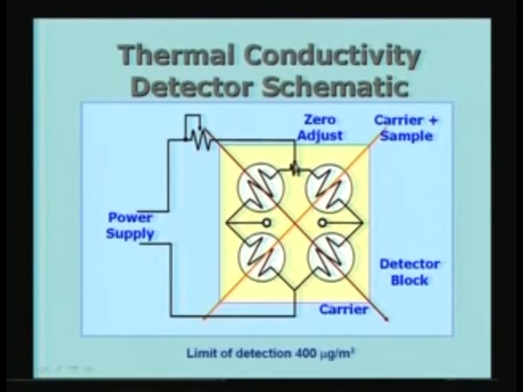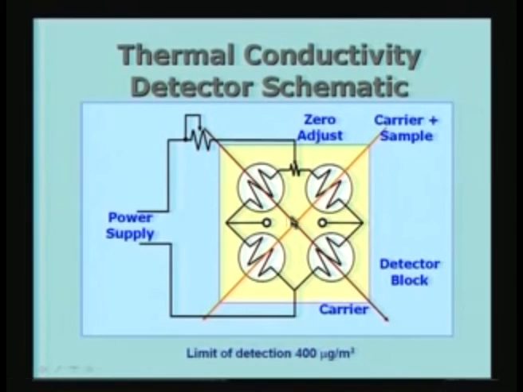This can be adjusted by the zero adjust here. And on the power supply, you can see I have shown a moving contact here. The voltage which is impressed on these two points can be varied to suit the requirements. There may also be feedback and so on, but I do not want to complicate the whole thing.